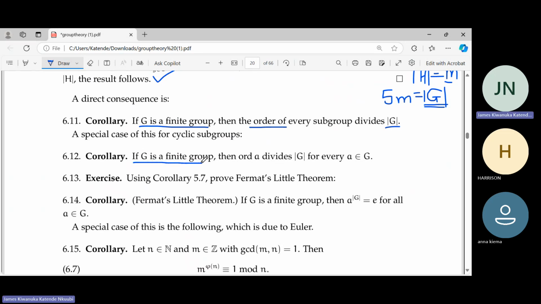So the next one says if G is a finite group, then the order of A divides the order of G. This is true because the order of A is equal to the number of elements in the cyclic subgroup generated by A. From Lagrange's theorem, we know that the number of elements in the cyclic subgroup generated by A must divide the order of G. So the order of any element in G must be a factor of the order of G.